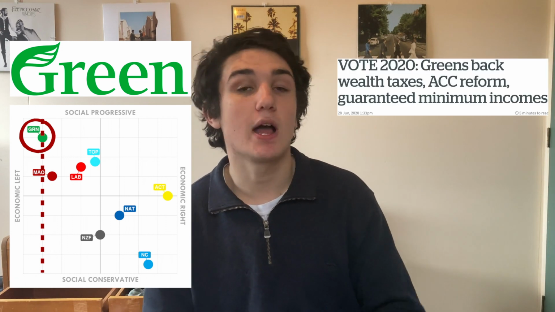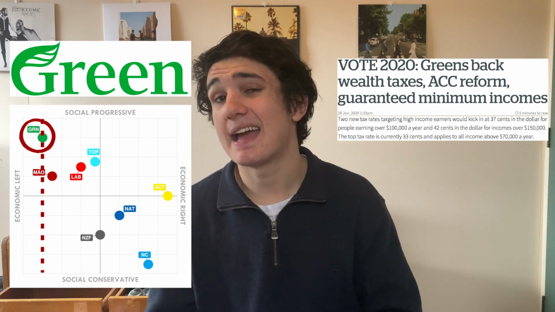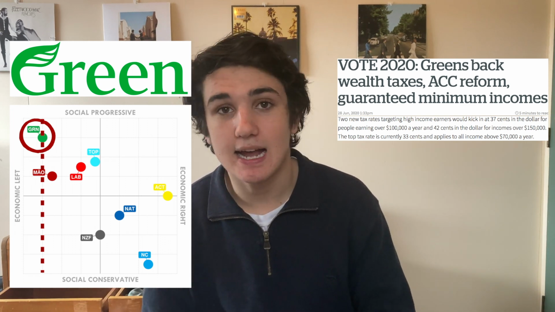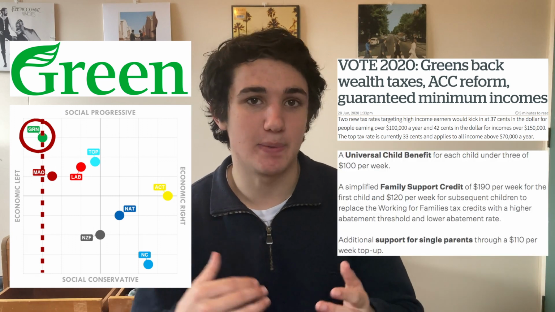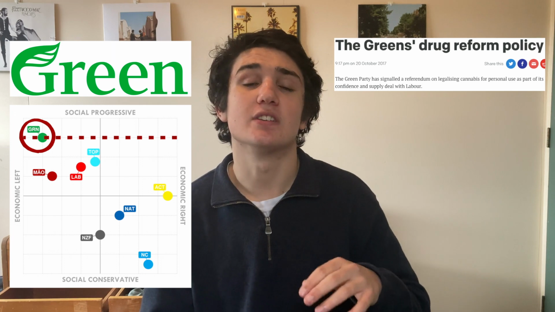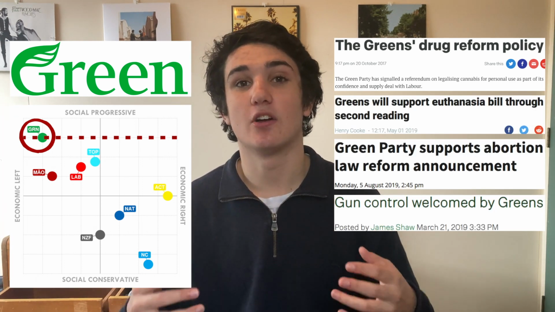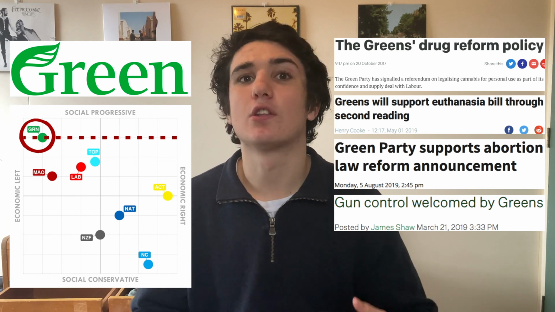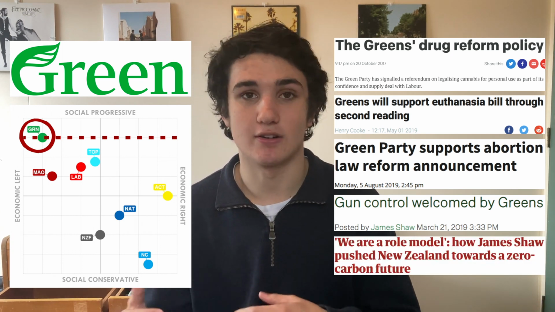They're economically left-wing. They propose introducing a wealth tax and 2 top income tax brackets. This is in order to pay for a guaranteed basic income of $325 per week, as well as increasing other benefits. They're also pretty socially progressive. They support the legalisation of cannabis, euthanasia, and abortion. They support cracking down on gun ownership, and they also want to do a lot more for the environment. They were the main party responsible for the Zero Carbon Act.